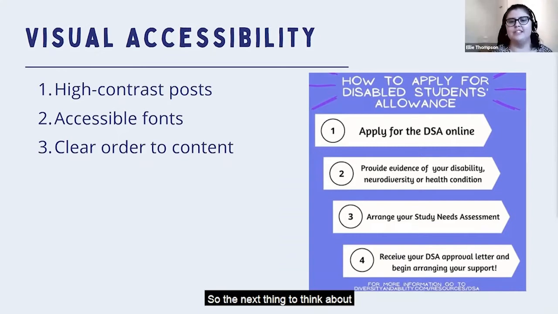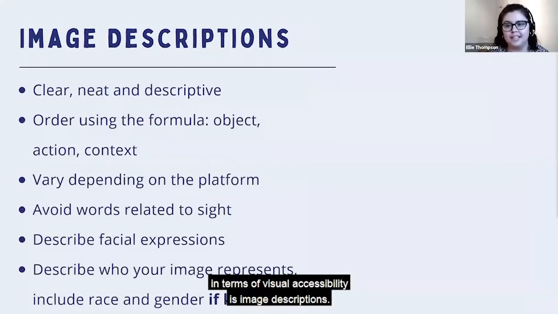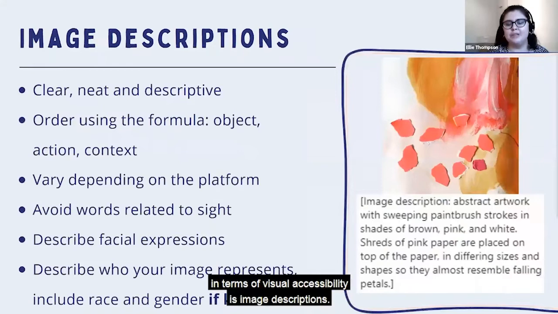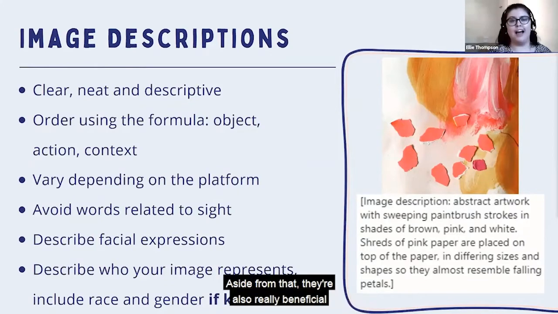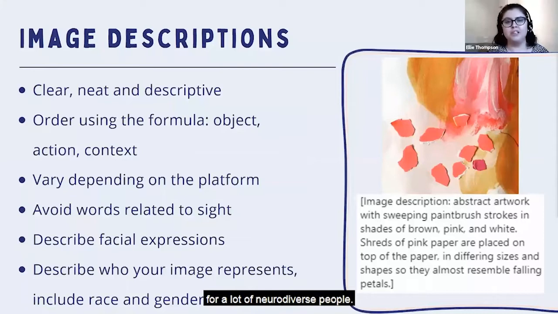So the next thing to think about in terms of visual accessibility is image descriptions. You may already know about image descriptions or be using them, but just as a general overview, image descriptions are primarily for people who are vision impaired or blind, and they describe the content of an image. Aside from that, they're also really beneficial for a lot of neurodiverse people.